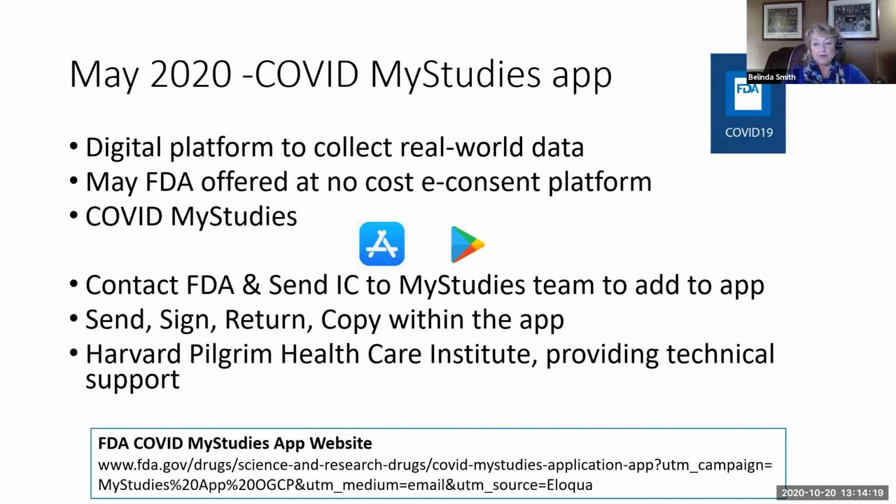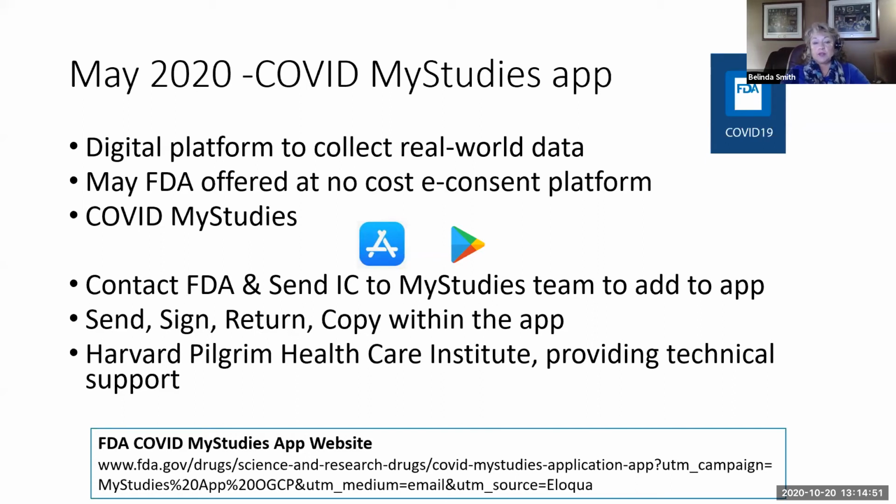All right, so FDA, based on hearing lots of investigator concerns about dealing with Part 11 during the pandemic, made one app available called COVID My Studies app. This is a digital app they actually developed to collect real-world data that they're interested in, clinical data. But in May, they offered it up at no cost to be able to use for remote consent. It's available on Apple, Google Play.